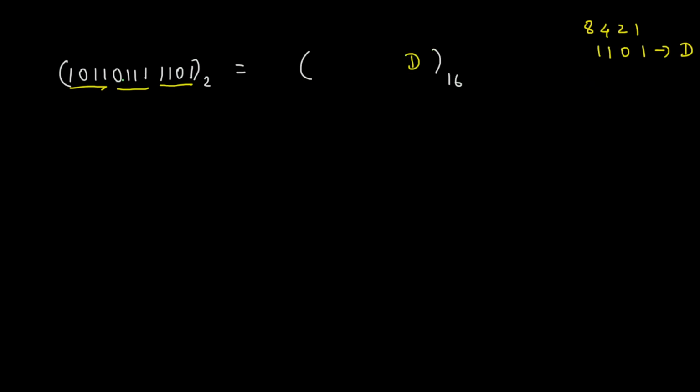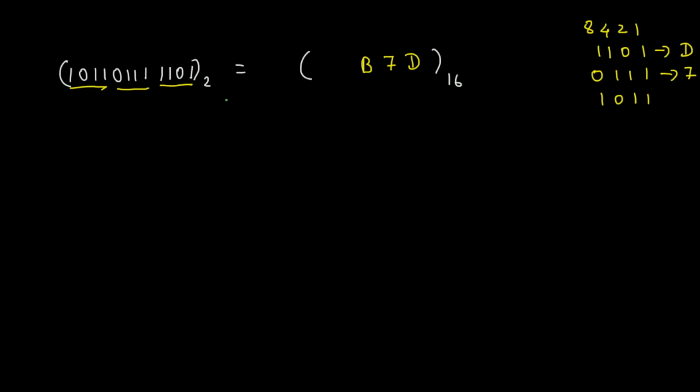Then 0 1 1 1, we have a 4 and a 2 and a 1, which is 7. So we just put 7. Then 1 0 1 1, we have an 8 and a 2 and a 1. 8 plus 2 is 10, 10 plus 1 is 11. We know 11 is B, so this is a B. B7D base 16 is the conversion of this binary into hexadecimal.